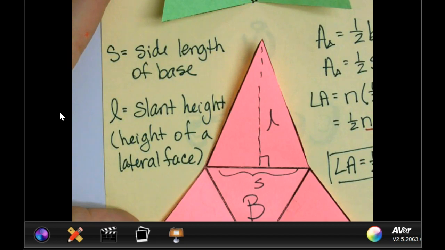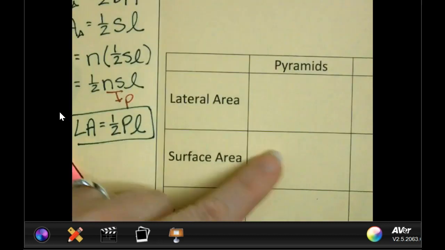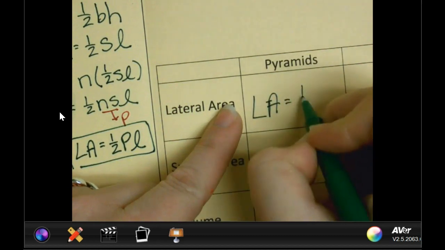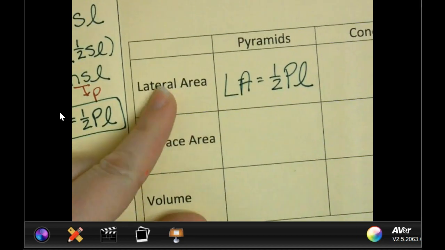Any questions about any of that so far? Do you understand where it comes from? Because understanding where it comes from is going to help you have a better understanding of what it is in the end when you have to remember all this stuff. All right, so let's go over here and fill some of this in. Lateral area is 1/2 perimeter times slant height. That's what we just came up with. We came up with that formula ourselves.